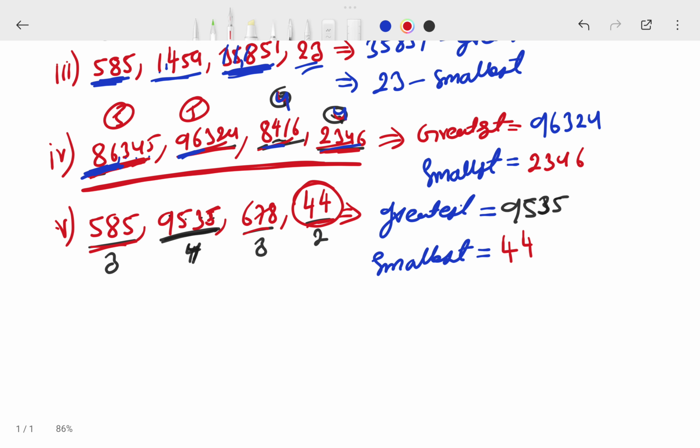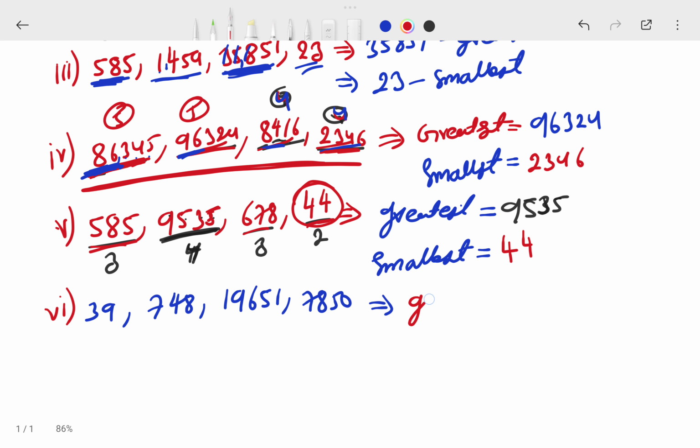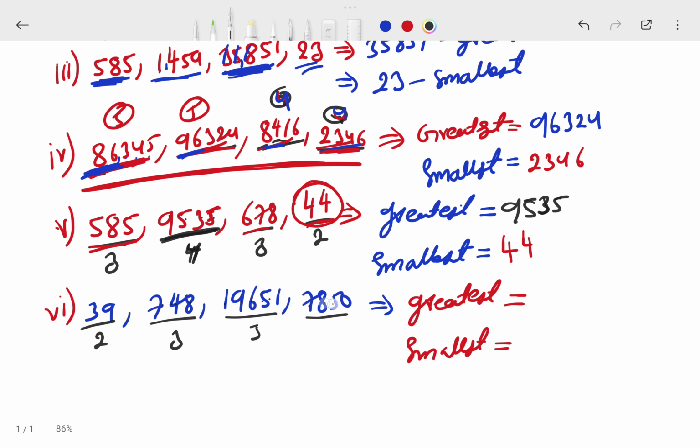Now let's talk about another example, the sixth example, which gives 39,748 and 19,651 and 7,850. We have to find the greatest one and the smallest one. In this one we have to find the greatest. So how many digits? This has two digits. How many? 1 2 3, three digits. This has 1 2 3 4 5 digits. This has 1 2 3 4 digits.